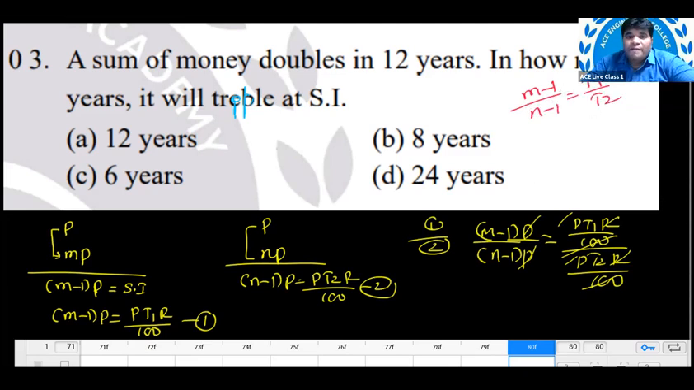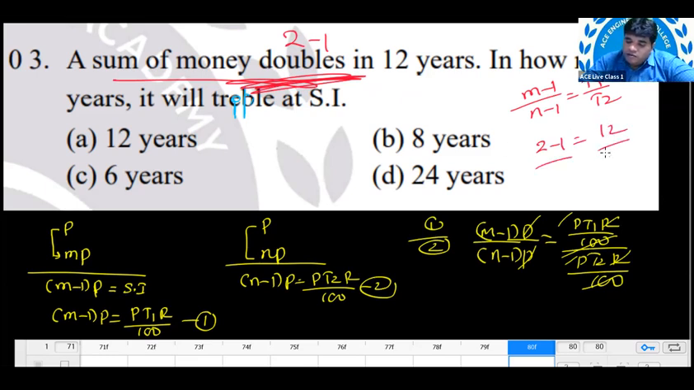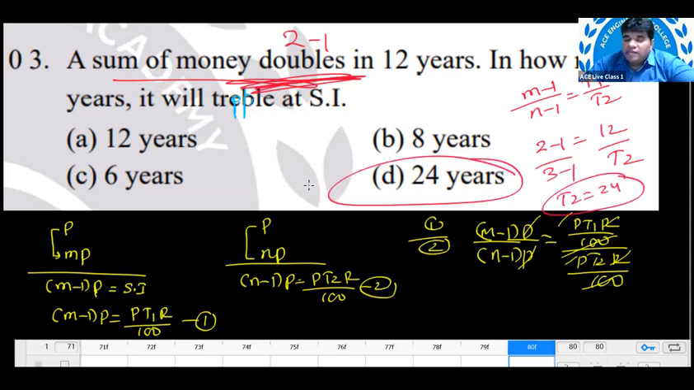This is the formula proof. 2 times means 2 minus 1, 12 years. 2 minus 1, 12. Here 20, T2. 3 times means 3 minus 1. So cross multiplication, then T2 is equal to 24 years. Answer: T2 is equal to 24 years. Right answer. (M minus 1) by (N minus 1) is equal to T1 by T2. Formula proof here. Okay. Next.